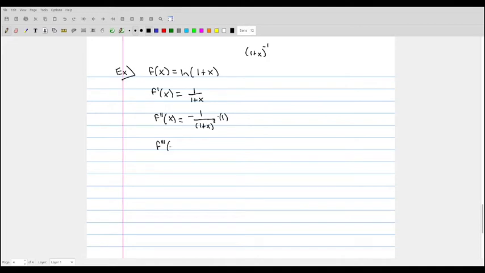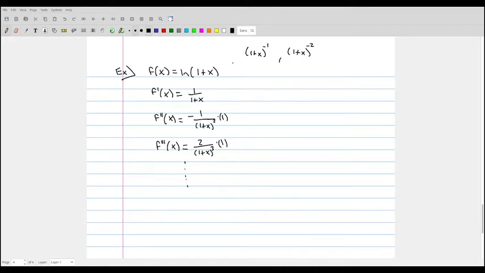So the third derivative of this function is going to be the derivative of 1 plus x to the -2. So it's going to be -2 times -1, which is 2 over 1 plus x cubed, times 1 again, and so on and so forth. So the derivative is changing here, a little bit more complicated. It's not a huge problem, but it's a little bit more of a problem.